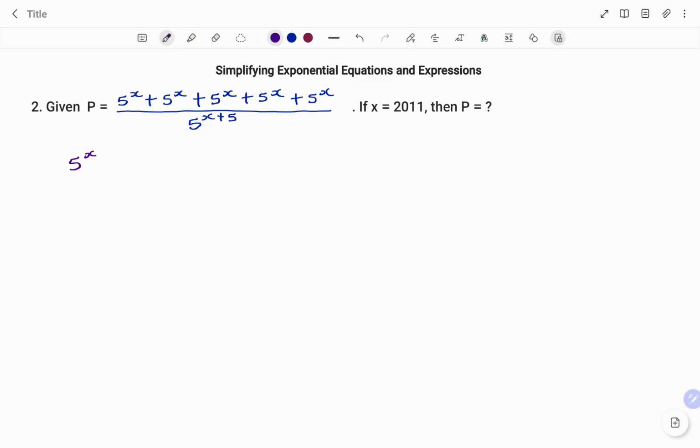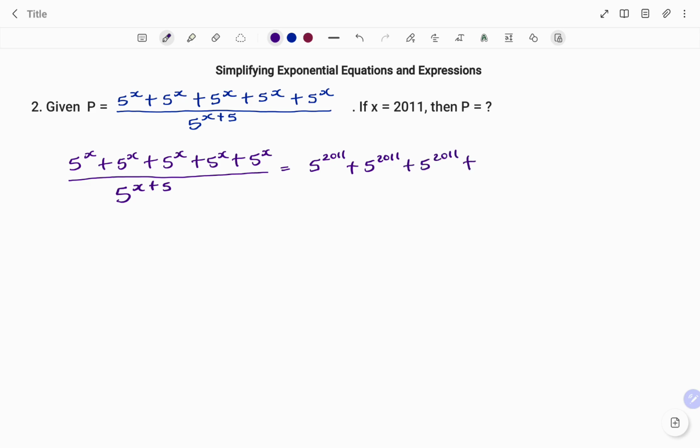5 to the power of x in how many places? 1, 2, 3, 4, and 5. I'm going to double check that. 5 all divided by 5 to the power of x plus 5. We've been told that the value of x is 2011. So every occurrence of x, I'm going to replace that with 2011. So I have 5 to the power of 2011, plus 5 to the power of 2011, 5 to the power of 2011, 5 to the power of 2011. I think I need one more. I'm going to double check. 1, 2, 3, 4, 5. Divided by, we have p equals. Then at the bottom, I have 5 to the power of 2011, plus 5.